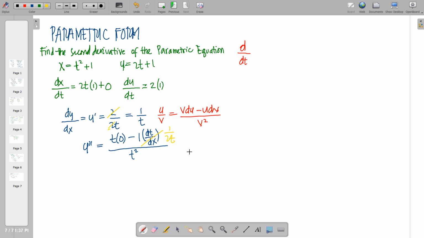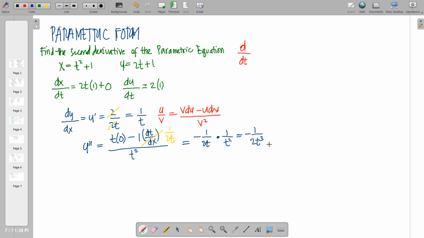So now we can simplify everything here. So this is our numerator, negative 1 over 2t times 1 over t squared. So finally, y double prime will yield negative 1 all over 2t cubed. So this is how to do it for the parametric form.